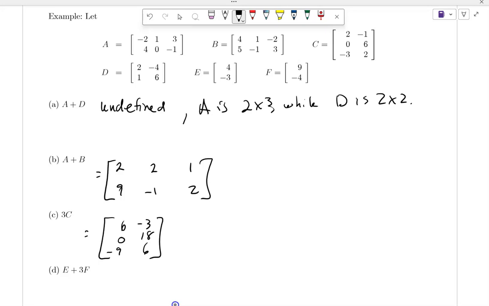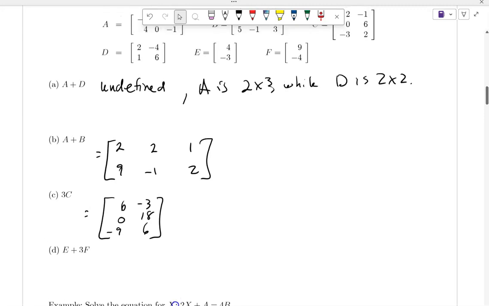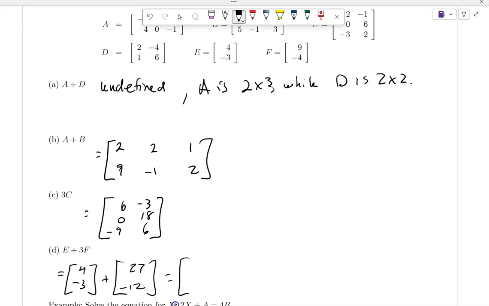This last one here, we've got E plus 3F. You'll want to do the same thing that you do with order of operations. We'll do the constant multiplication first and then add. So I would probably just do this in steps. Your E is 4 negative 3. And what is your 3 times F going to be? 27. Good. And then when we add, what do we get? 31. Good. We okay with that?